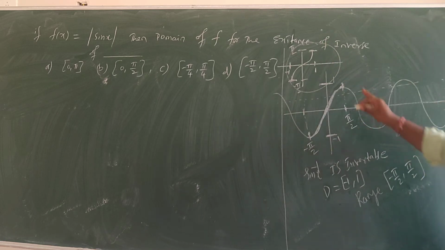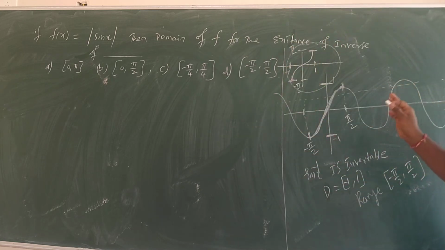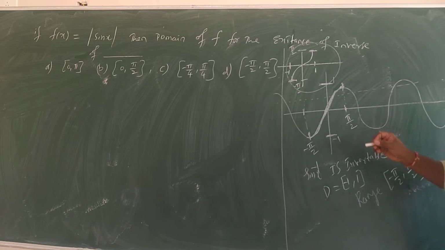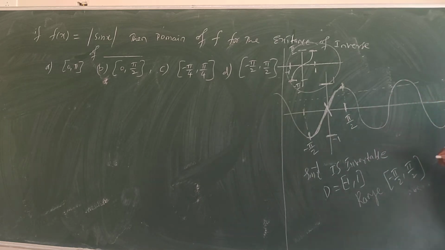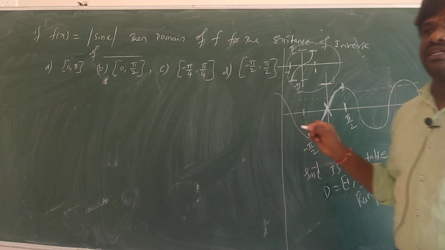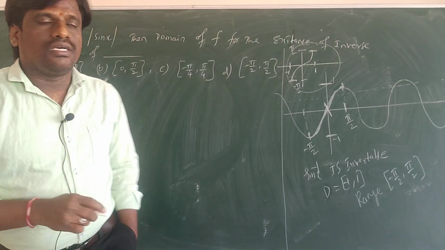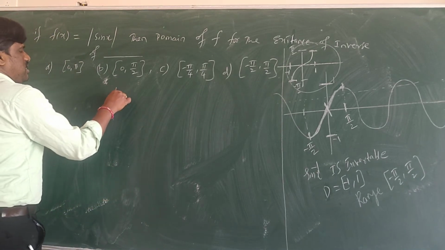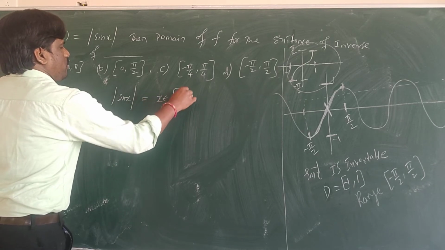So what is being asked here? The domain of f for the existence of the inverse of mod sin x. Sin x is invertible from minus pi by 2 to plus pi by 2. Then mod sin x will be invertible from 0 to pi by 2. I should not take negatives here. So mod sin x will be invertible in the domain 0 to pi by 2.